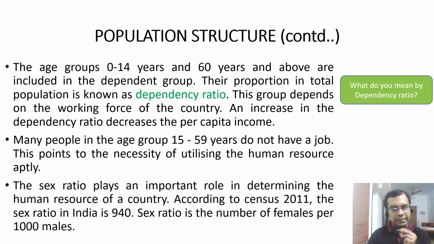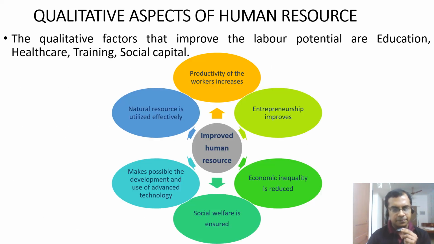Many people in the age group from 15 to 59 years do not have a job. This points to the necessity of utilizing the human resource aptly. The sex ratio plays an important role in determining the human resource of a country. According to the census of 2011, the sex ratio in India is 940 females per 1000 males.